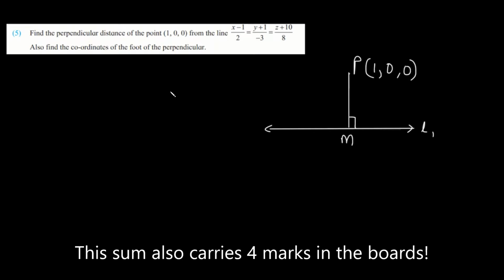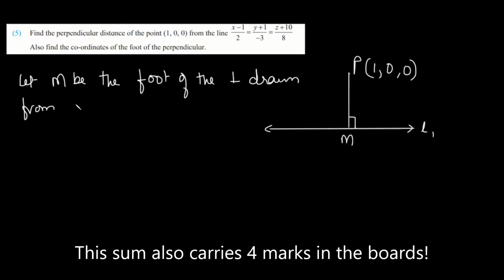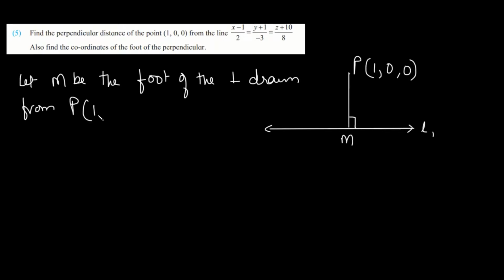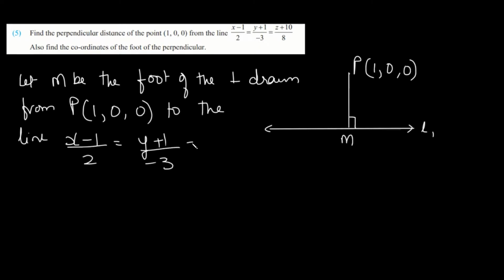So in this case, again, let M be the foot of the perpendicular drawn from P having the coordinates (1, 0, 0) to the given line. That is the line which has the equation (x minus 1) upon 2 is equal to (y plus 1) upon minus 3, which is equal to (z plus 10) upon 8, and let us write it as lambda. Say it is lambda.